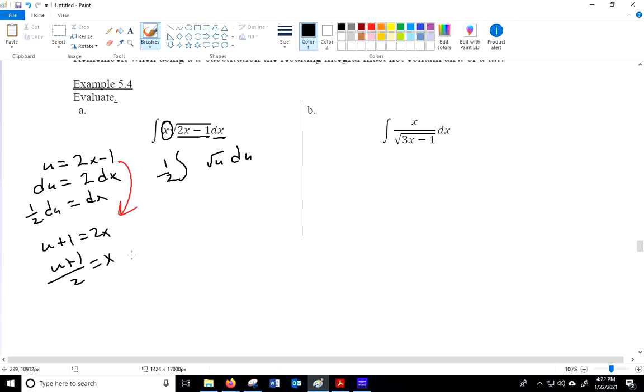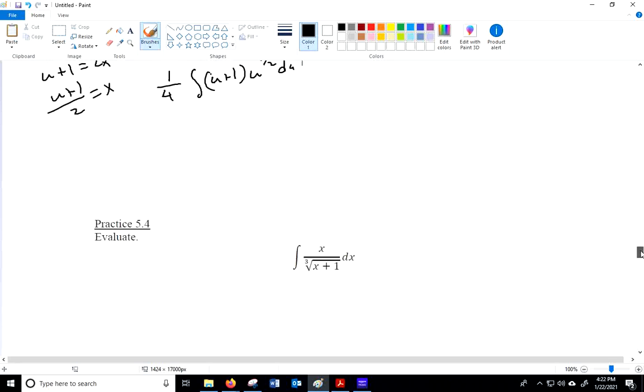So just solve it for x. And so then this is 1/2 the integral of (u plus 1) over 2 times square root of u, which I'll call u to the 1/2, du. That's just a constant, so I'm going to pull that out as well. It's on the bottom, so it comes out as over 2. 1 over 2 times 1 over 2 is 1 over 4 times the integral of (u plus 1) times u to the 1/2 du.